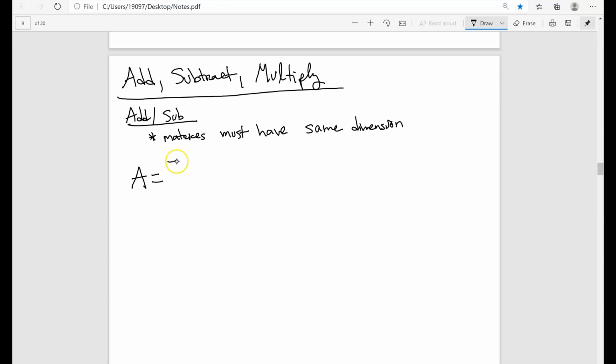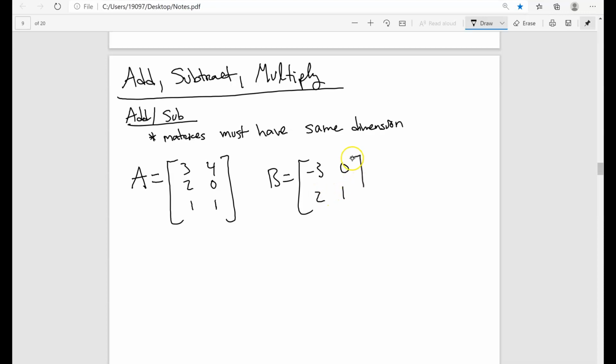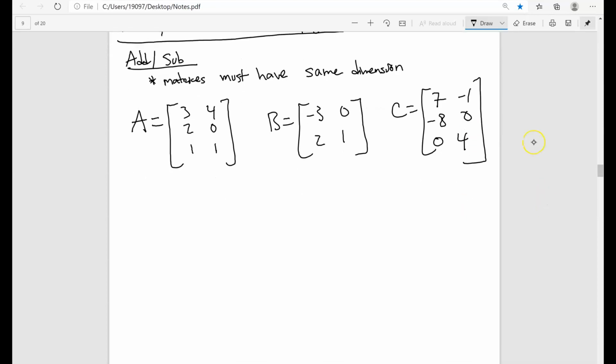So let's say A is equal to 3, 2, 1, 4, 0, 1. Then you have matrix B, which is negative 3, 0, 2, 1. And then you have matrix C, which is 7, negative 1, negative 8, 0, 0, 4. Okay. So let's say I gave you these 3 different matrices. So let's say first I want to ask you for the dimension. So what are the dimensions of all of these matrices?